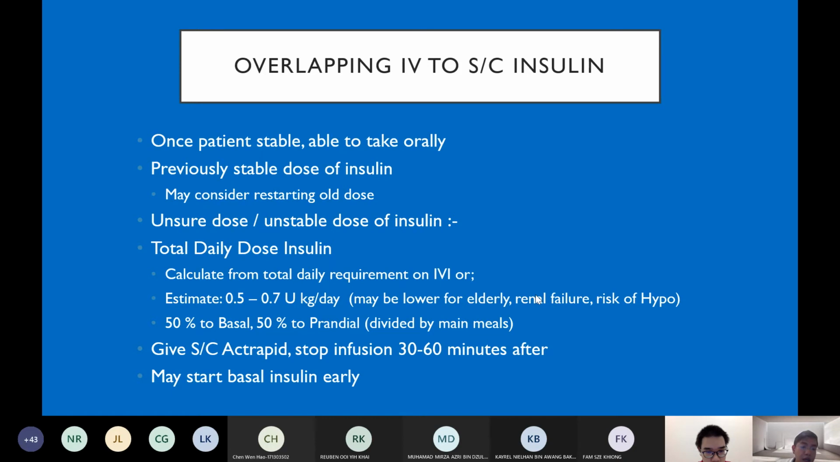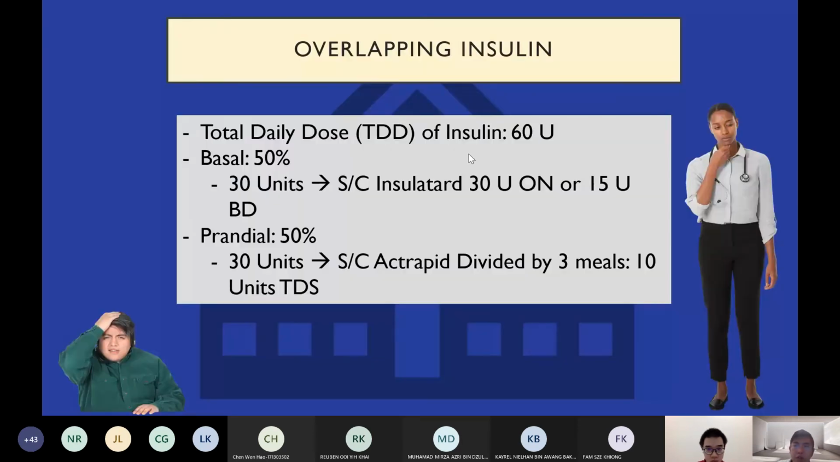Once you give the prandial subcutaneous insulin, you can stop the infusion 30 to 60 minutes later, and you need to make sure that the basal insulin is also started. For example, in our patient just now, he had IVI insulin, and you calculated from it that he had a total daily requirement of insulin of 60 units. So you split it into 50% basal and 50% prandial.